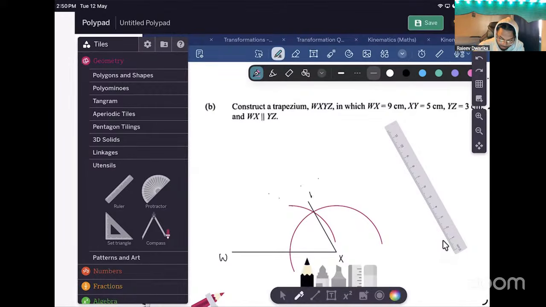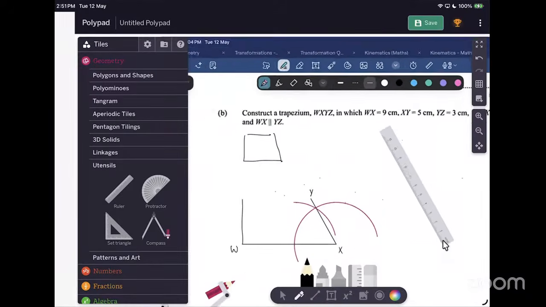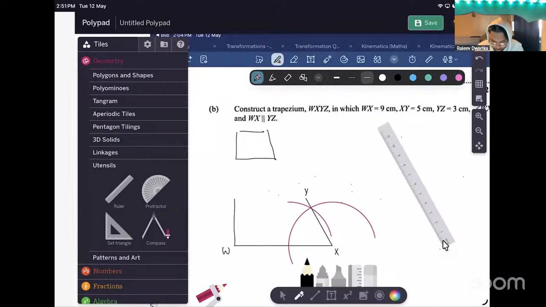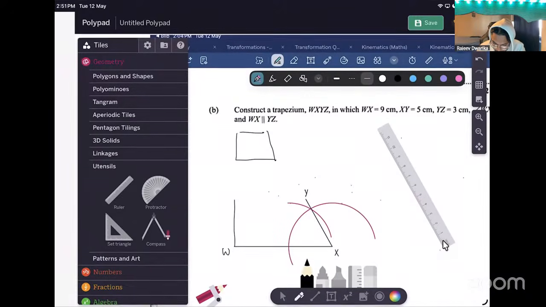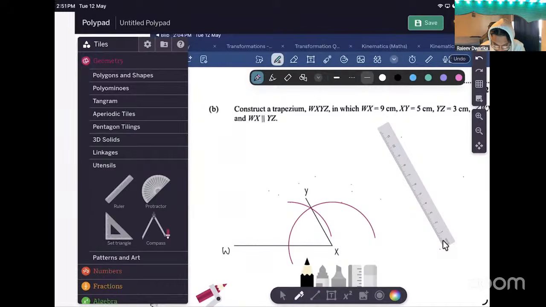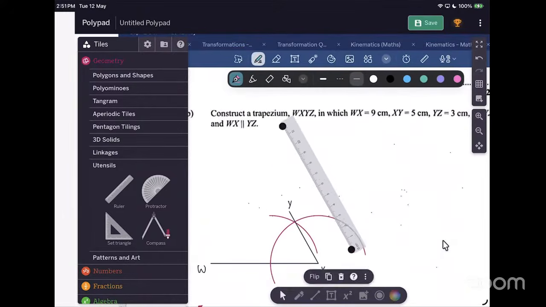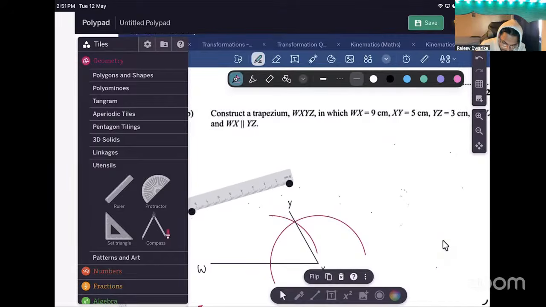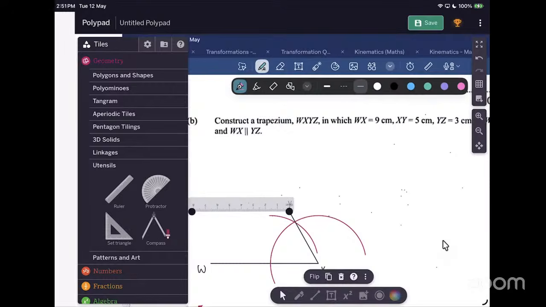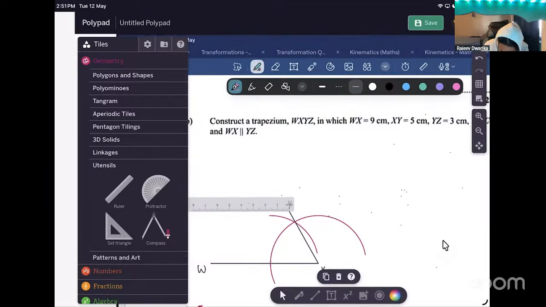Now, if we're drawing a trapezium, then wouldn't this side be at 90 degrees? Yeah or no? It's a trapezium, right? But then what are they saying about Y to Z? 3 centimeters. Alright, so you can assume that. Do you understand how we can measure the 3 centimeters from the Y? Yes, sir.